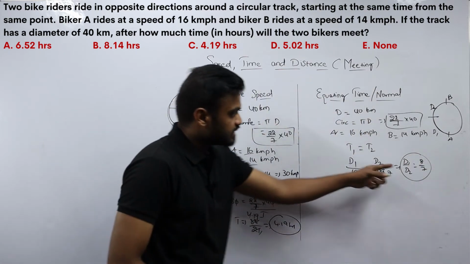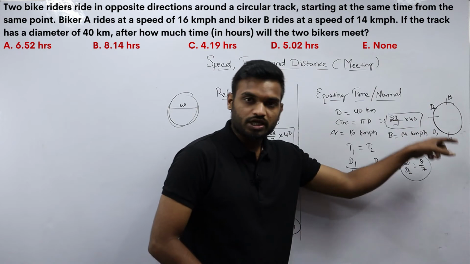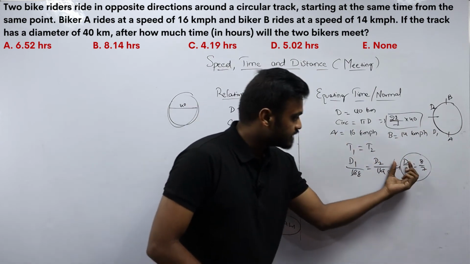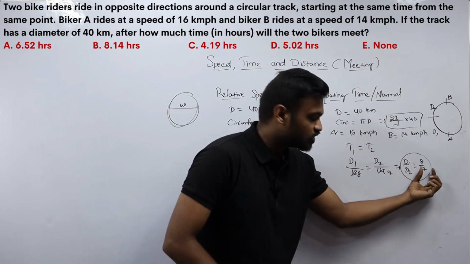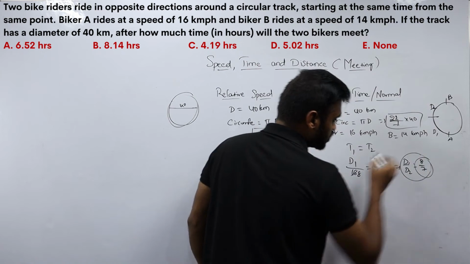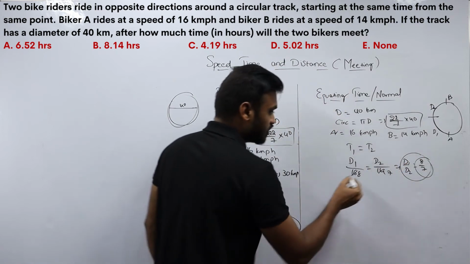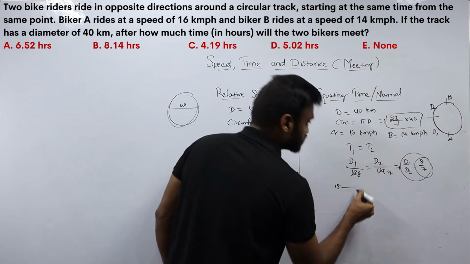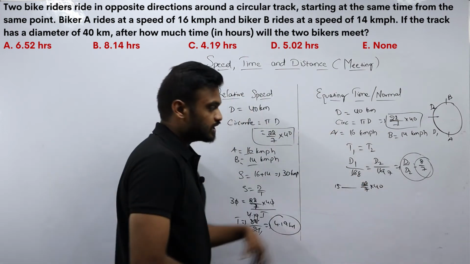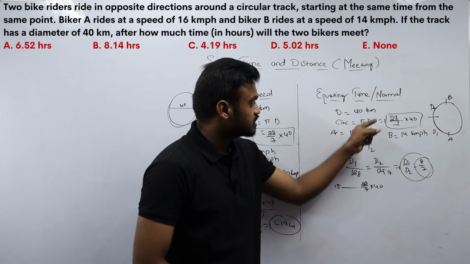So distance travelled by A is 8 parts of the total distance and B is 7 parts of the total distance. In the total distance, A is covering 8 parts and B is covering 7 parts before meeting each other. Now there are totally 15 parts in the total distance, that is 8 plus 7. 15 parts is the total distance, that is 22 by 7 into 40.